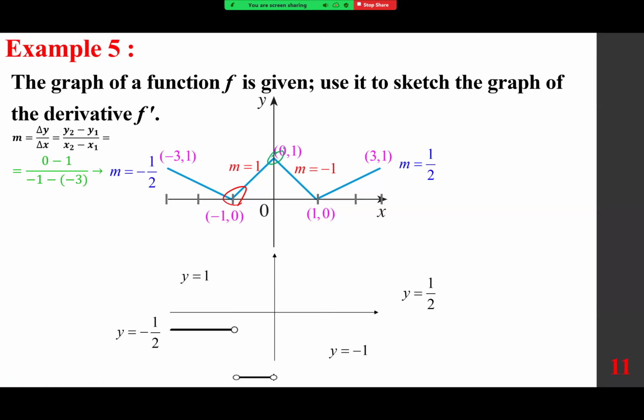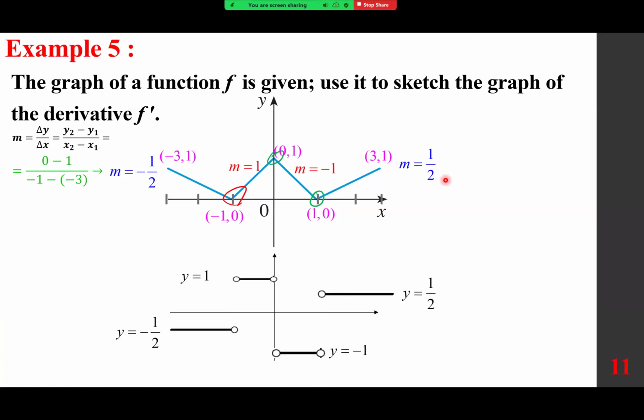So we get this one. For the next piece, we also have a sharp corner here. We get this one. And for the last piece, the sharp corner here. So here's the synopsis of what happened.